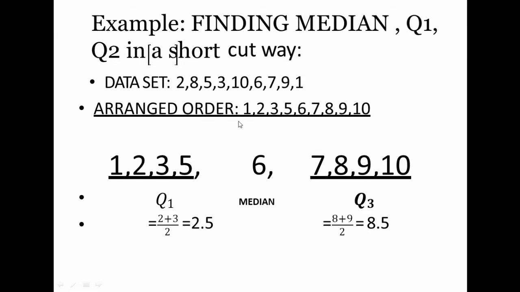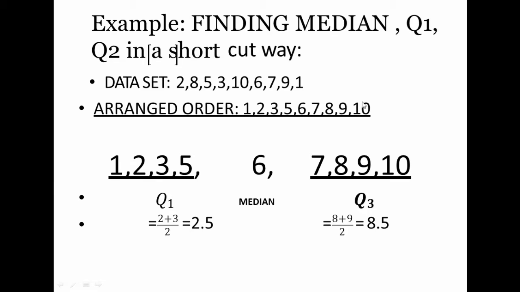First of all, arrange the data in order. Write the data in order form: 1, 2, 3, 5, 6, 7, 8, 9, 10. And you see over here 4, 5, 6, 7, 8, 9. There are 9 numbers. So 4 numbers on each side. Divide the data into 2 parts first of all, because to find the median, Q1 and Q3, we need 3 characteristics of this data: the median, Q1, and Q3.